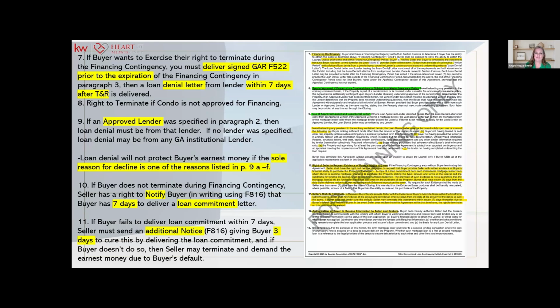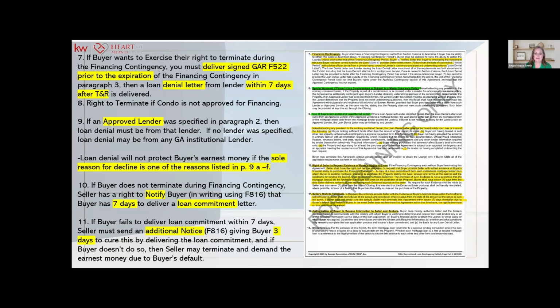It says that if you identified an approved lender on paragraph 2 on the front page, then any loan denial letter that is required by paragraph 7 or paragraph 8, the financing contingency or the condominium paragraph, has to come from whatever approved lender you identified.